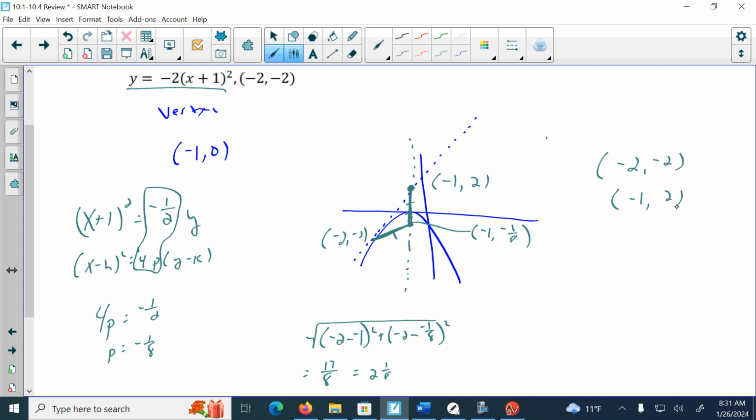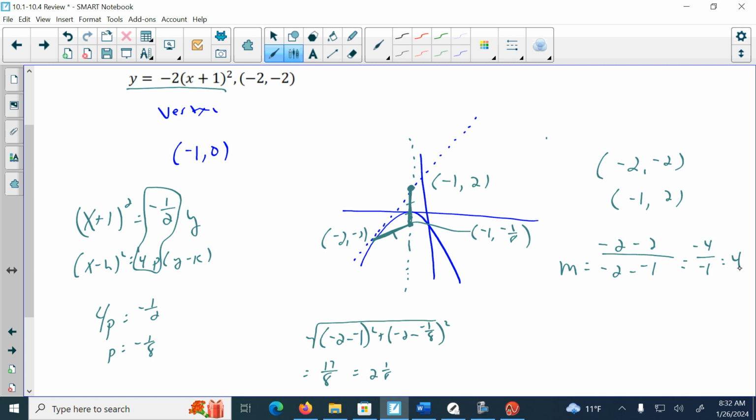So the first thing I'm going to do is find the slope. So I'm going to do the difference of the y's, so -2 minus 2 over the difference of the x's, -2 minus -1. And I'm going to get -4 over -1, so my slope is 4. Reality check. The tangent line does go up, so I was expecting a positive slope. Now I am going to put it in point slope form.